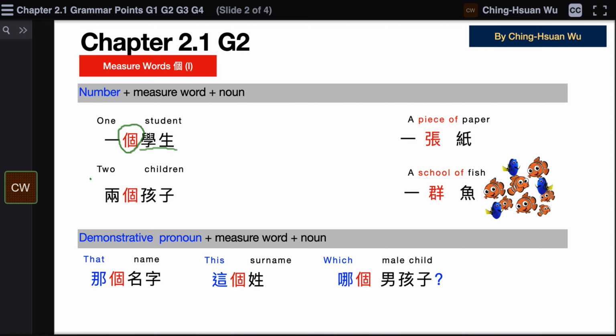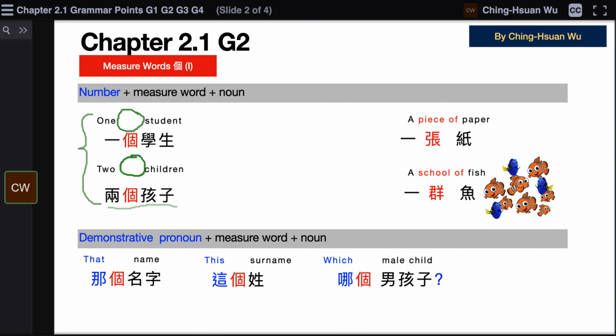Next example, two children, 两个孩子. This is your number. 孩子 is your noun. In this case, when we talk about children, 孩子, in the Chinese language, we use 个 to describe them. Again, 两个孩子. In these two examples, although we do not see an equivalent in English, it's empty here.